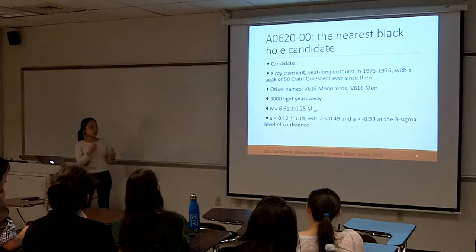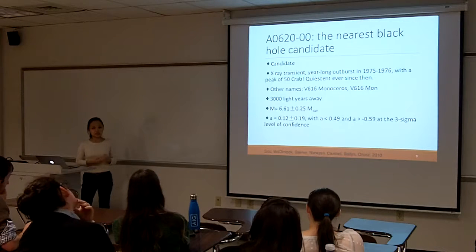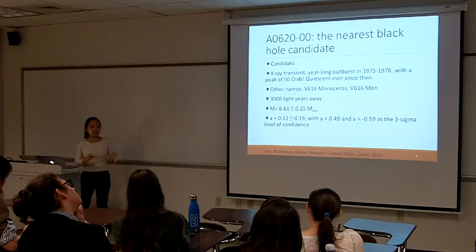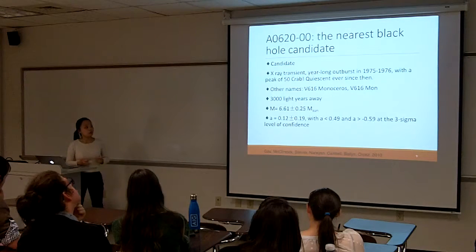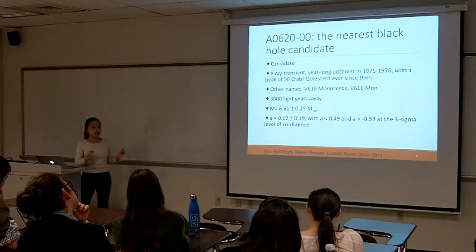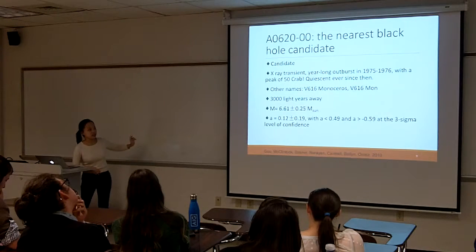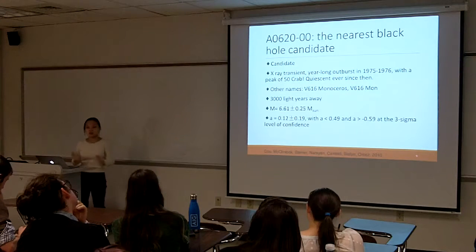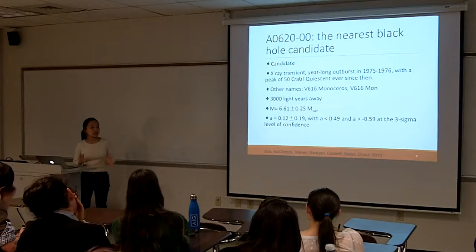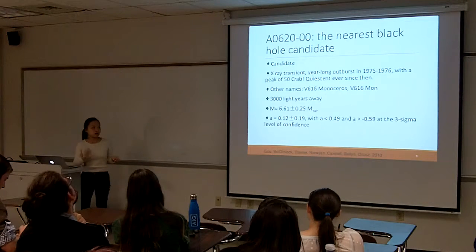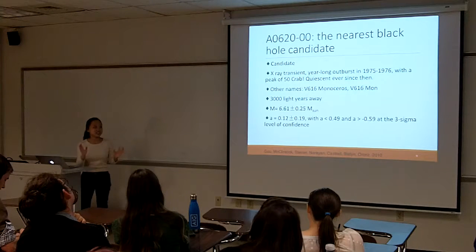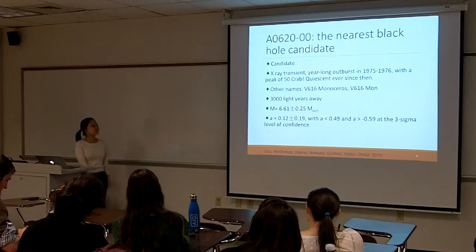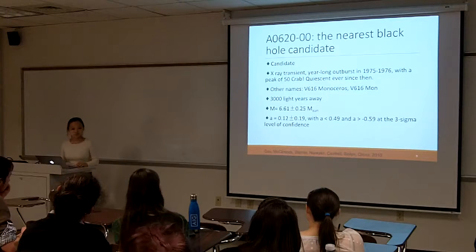It is an X-ray transient, which means that it was very luminous for a time, but now it is quiescent. That is to say, it has very little X-ray radiation now, but it was very, very bright in the X-ray band in 1975 to 1976, with a peak of 50 Crab. For reference, it is more luminous than any other X-ray object. The sum of the X-rays that they emit is less than that. Get it?